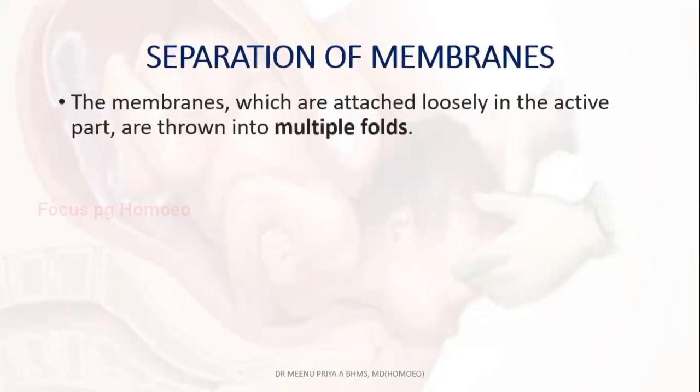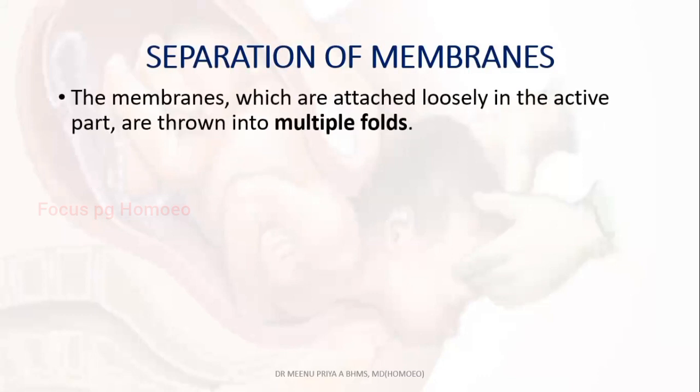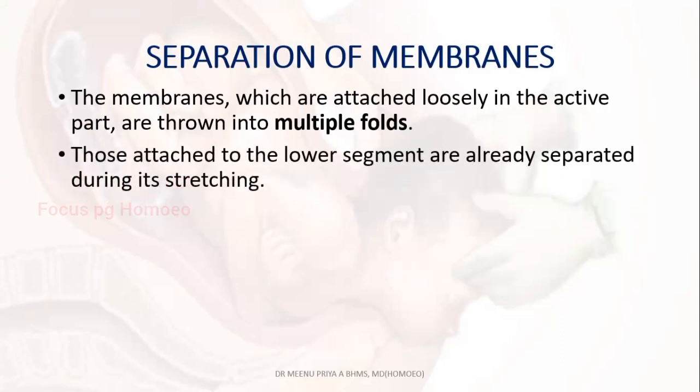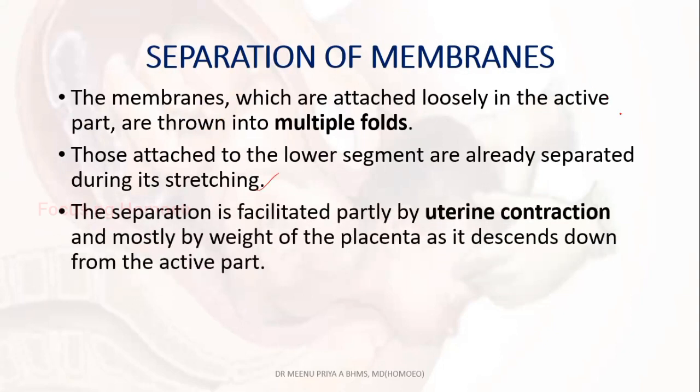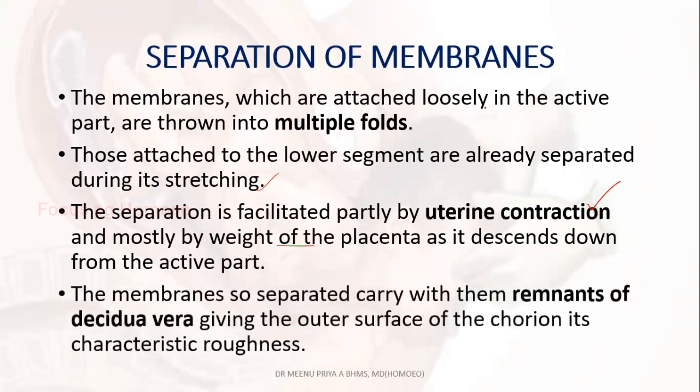Now, separation of membranes, how it happens. The membranes which are attached loosely in the active part are thrown into multiple folds. Those attached to the lower segment are already separated during its stretching. The separation is facilitated partly by uterine contraction and mostly by the weight of the placenta as it descends down from the active part. The membranes so separated carry with them the remnants of the decidua vera, giving the outer surface of the chorion its characteristic roughness. So the main things which contribute to the separation of membranes are uterine contraction and the weight of the placenta.